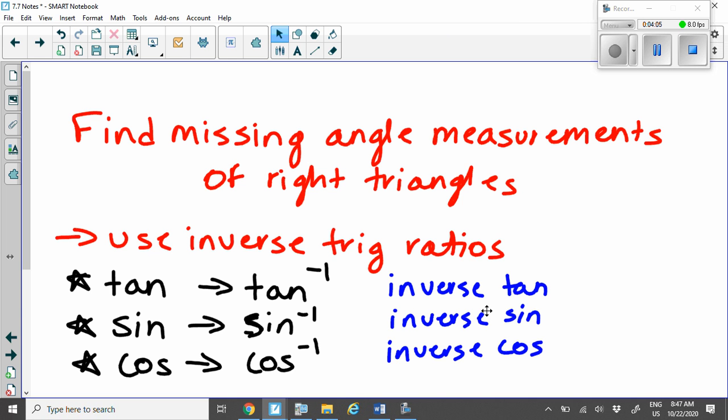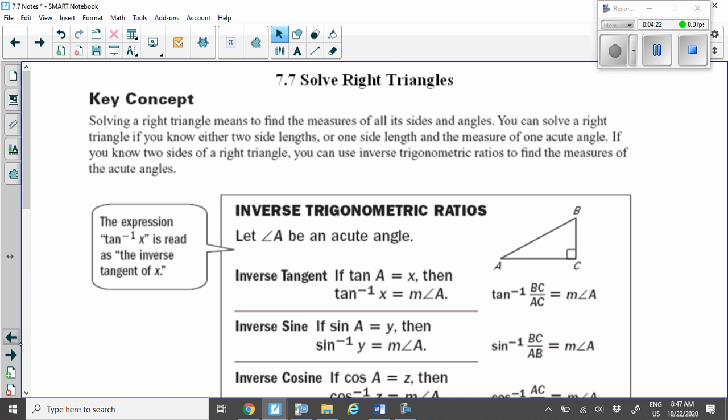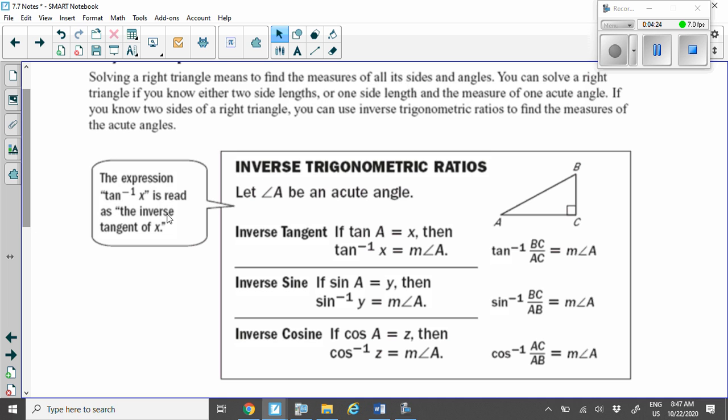So for 7.7 day 1, we are just going to make sure that we know how to plug this into our calculator. Because just like we did with trig ratios, we have to use our calculator to actually get the measure amount. We have to do that with our angles. Okay, let's go back here. So I basically talked about all of this. So here's our angle measurement. Here it says the expression tangent, and you see the negative first of x. Really that is read as the inverse tangent of x. So you're going to hear me say that quite a bit with all the trig ratios.